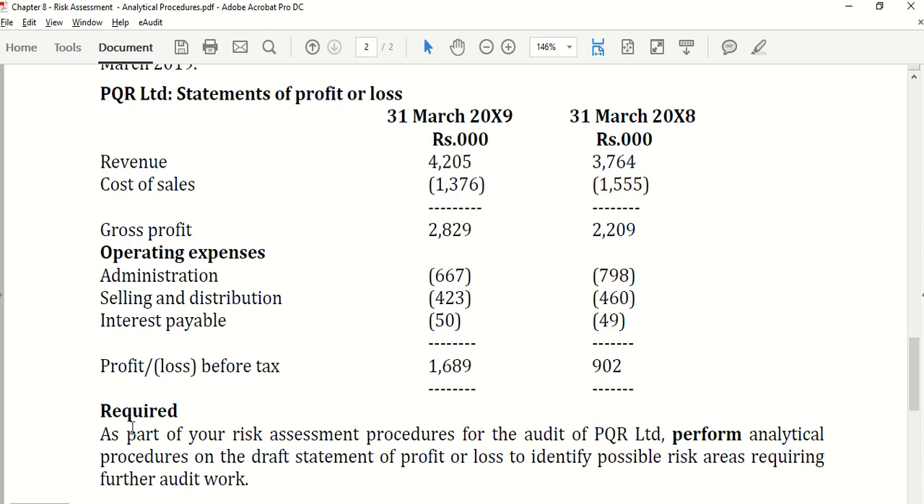Okay, we'll do a small ratio analysis. The requirement is, as part of your risk assessment procedures for the audit of the PQR, perform analytical procedures on the draft statement of profit or loss, identify possible risk areas. You want to identify what are the risk areas requiring further audit work. That's what the examination is also expecting from you. By giving a particular P&L and a balance sheet, they're expecting you to identify risk areas. You want to give why you pick this as a risk area, right? So this is a very simple example.